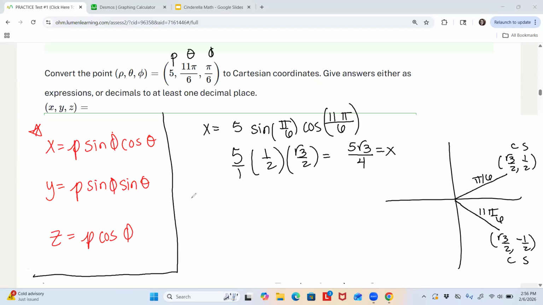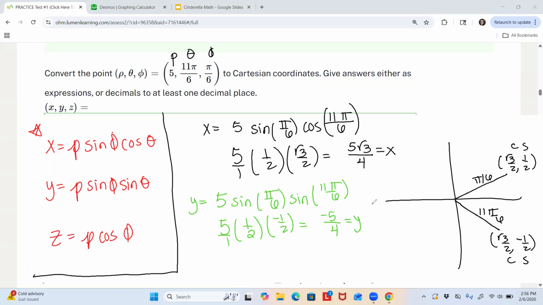Okay, coming to y. Just follow the formula. Rho, so 5 sine of phi, so the last one, sine of pi over 6. And then sine of theta, the middle one, 11 pi over 6. So now we have 5 sine of the top angle, so 1/2, sine of the bottom angle, so -1/2. Give him a 1, go right across the top would be -5, right across the bottom is 4. There's your y, and again the decimal would be -1.25, but again I just leave it right there.